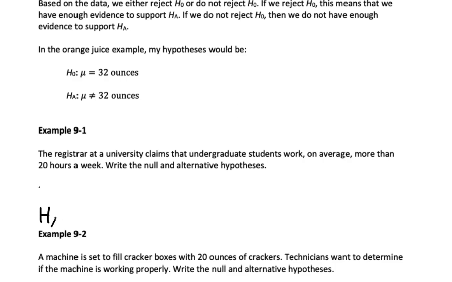So in this example, I have the registrar at a university, and they're claiming that undergraduate students work on average more than 20 hours a week. So we have this on average. That tells us that we're dealing with a mean or mu. And the claim is that they're working more than 20 hours a week. So unlike my orange juice example, in this example, I have a direction that I'm thinking. I'm thinking that it's more than 20. So I use that when I write my alternative hypothesis. My alternative hypothesis is going to be that mu, the mean, is greater than 20 hours.